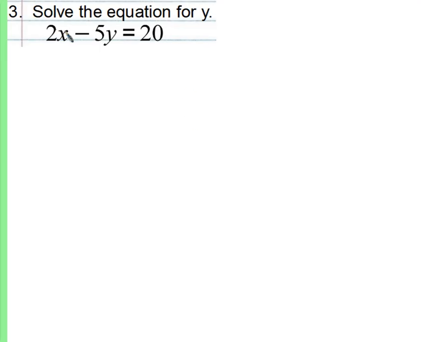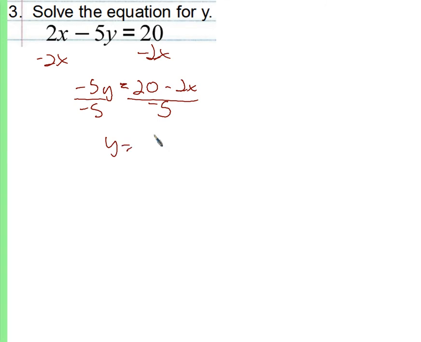Solving for Y. Minus 2X on both sides. Negative 5Y equals 20 minus 2X. Divide by negative 5. Y equals 20 minus 2X over negative 5.